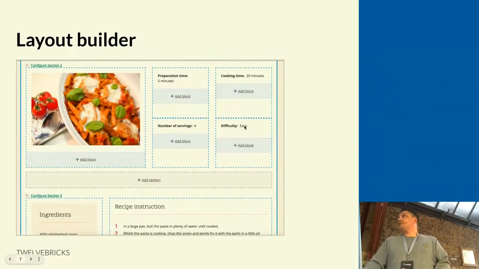This is an example of the Umami install profile using Layout Builder. So you have a recipe content type, for example. Within the recipe, you have an image field, you have some metadata, and editors are free to combine the metadata in specific columns and build a recipe as they see fit.